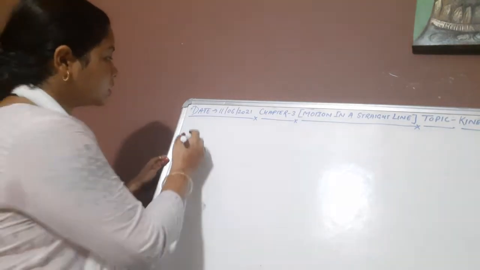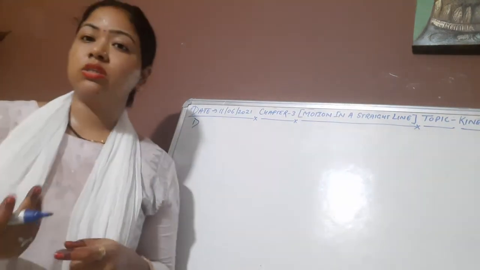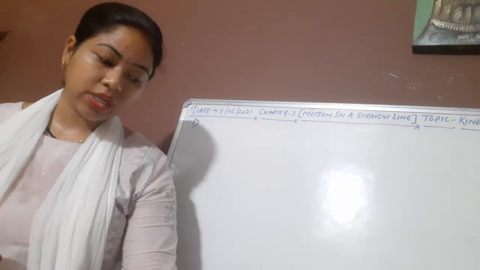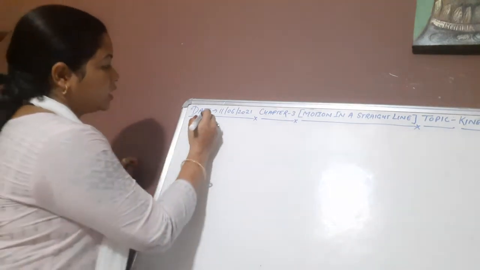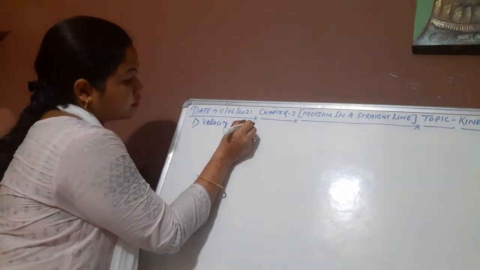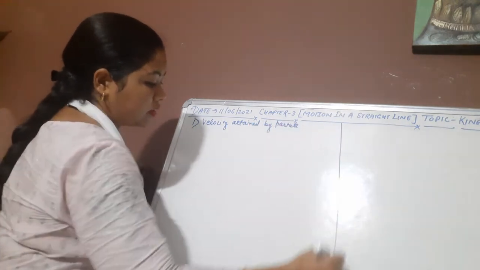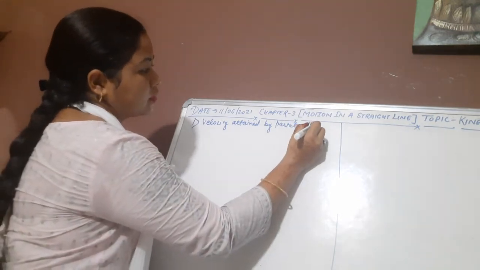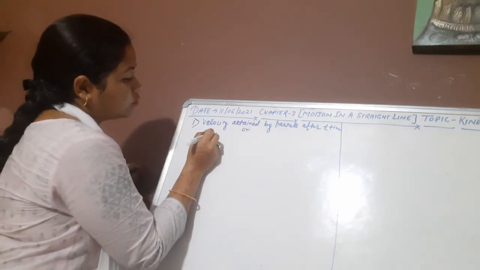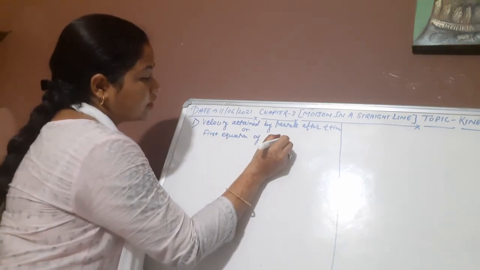So alright, children, very first we are going to start with the first equation of motion that gives us the relationship between velocity, acceleration and time, that is v equals u plus at, and we can also say it is the velocity attained by a particle after t time. Velocity attained by a particle after t time, or we can say the first equation of motion.